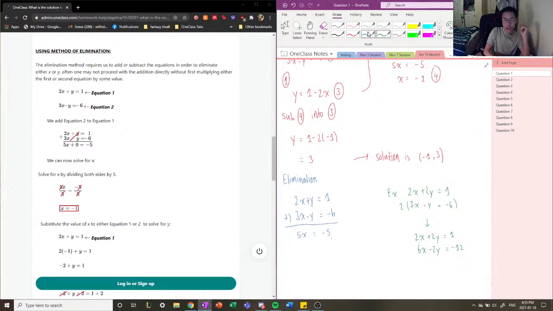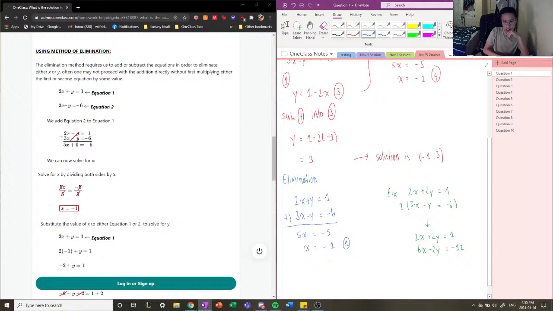So going back to our question here, we have now eliminated the y variable, so now we have 5x equals negative 5, right? So now if we isolate for x, we get x equals negative 1, okay? So now we found our x value of our solution, and now we just have to plug it back into one of our linear equations.